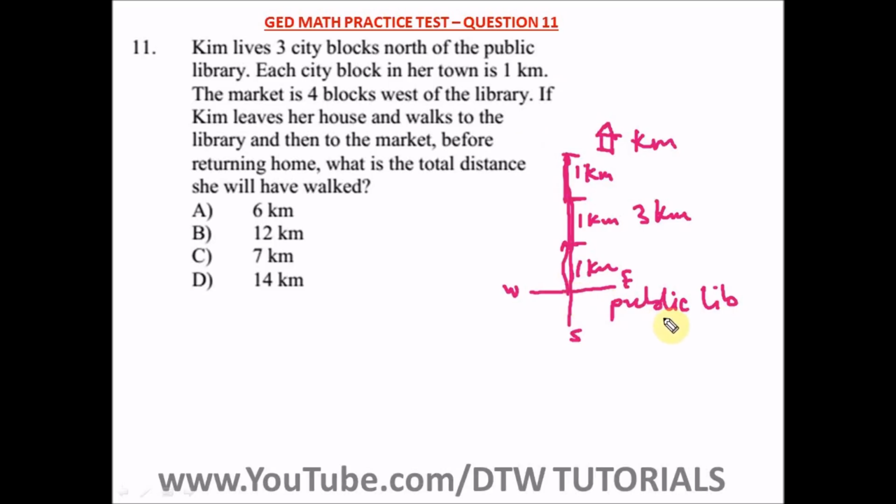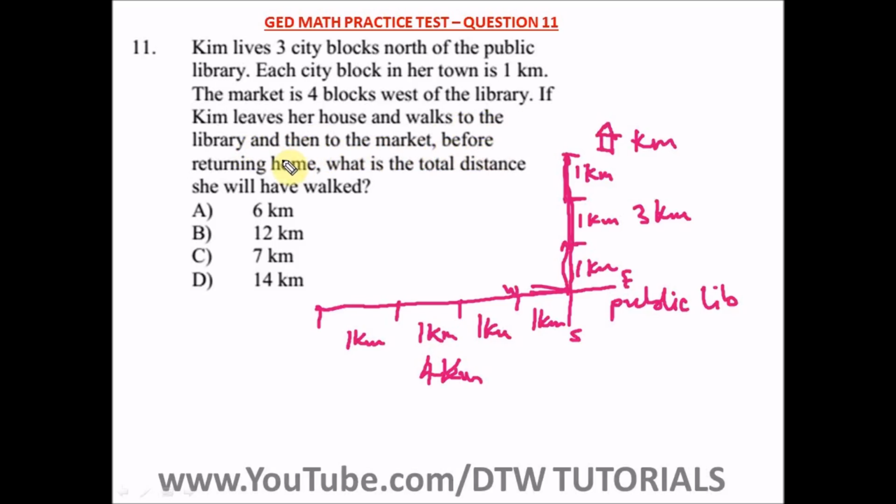The question says the market is 4 blocks west of the library. So we have one block, 2 blocks, 3 blocks, and this is the 4th block. Remember, in her town each block is 1 kilometer, so the total here is 4 kilometers.